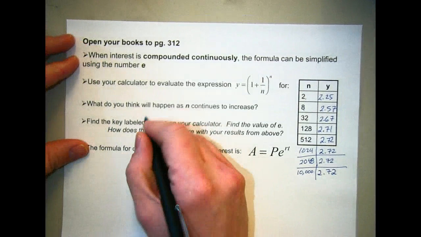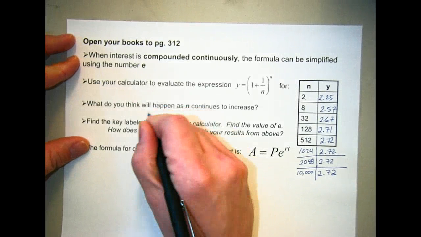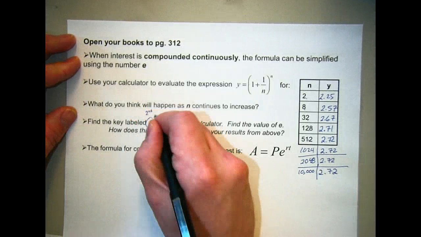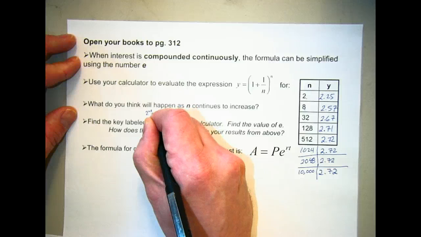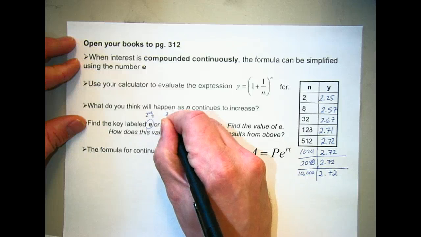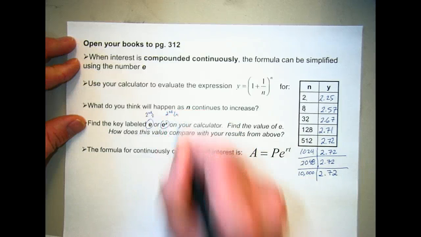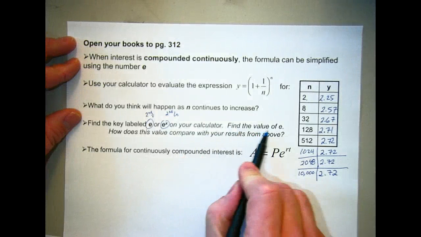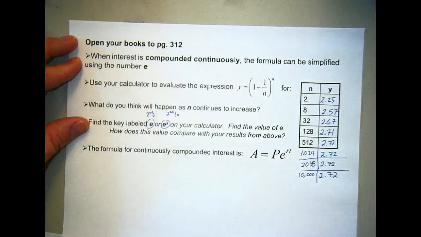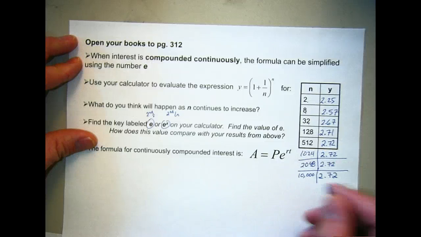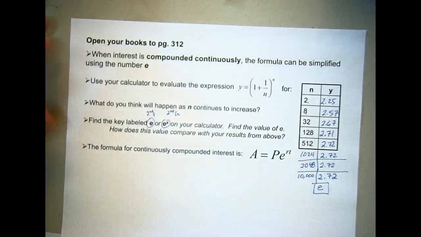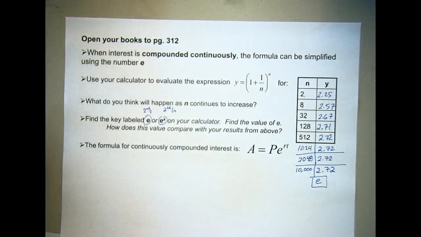If you find the button labeled E on your calculator, I believe it's second. Everyone look for it. Second division, yes. Or the one that says e to the x, which is second ln on your calculator. Find the value e. Go ahead and push second division, and enter. 2.72. That is what e is. That's the rounded value of e, 2.72.